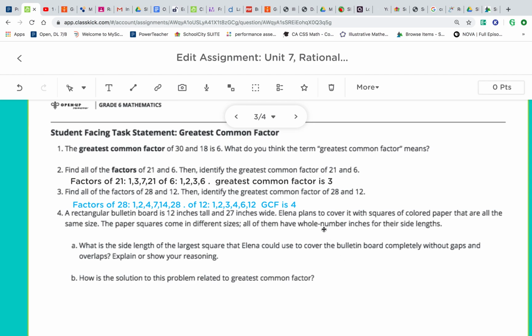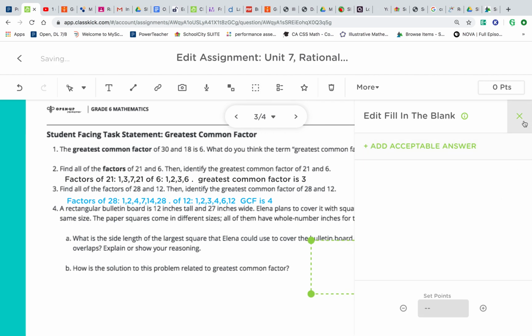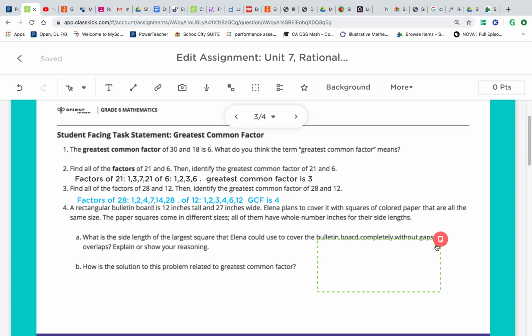Elena plans to cover it with squares of colored paper that are all the same size. So basically the idea is you're going to have a square. You could do something like this here. A square like that. And then inside of that square is going to be a bunch of other squares that are all the same size covering it up. Okay, so we can close this out and take that away. But that's the idea. Inside that square is going to be other squares covering it up. They all have to be the same size.